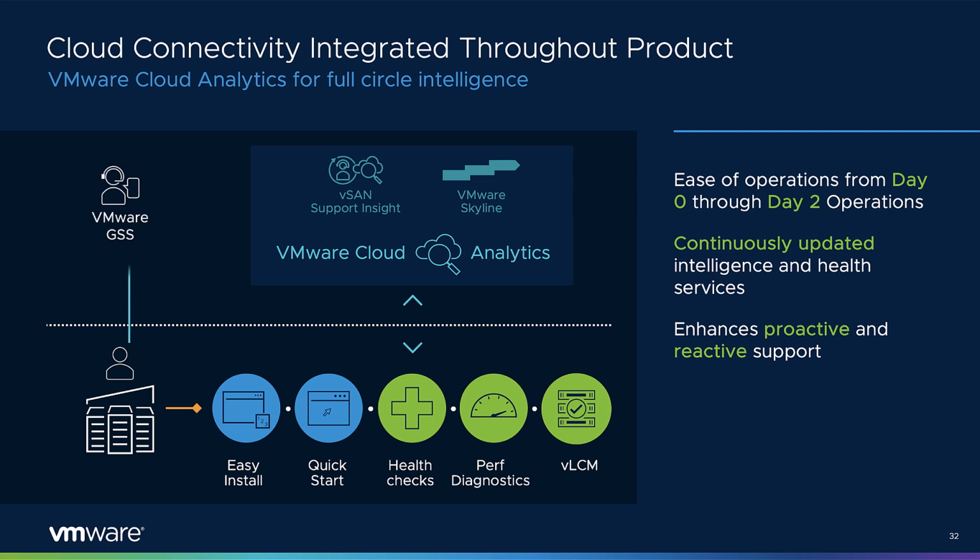VMware has used simplicity as an inspiration behind its holistic approach when looking at the deployment, operation, and optimization of a vSAN environment. Everything from day 0 deployment activities, as well as day 1 and day 2 operations, have been integrated with vSAN to drive up operational efficiency and drive down TCO. Part of this is achieved through the use of cloud connectivity integrated into several aspects of vSAN.